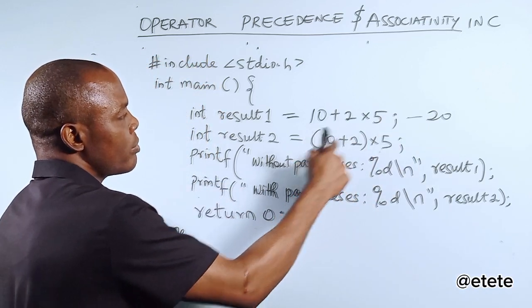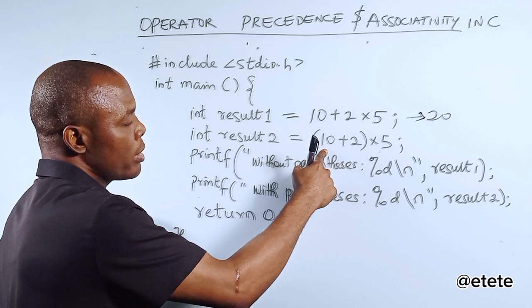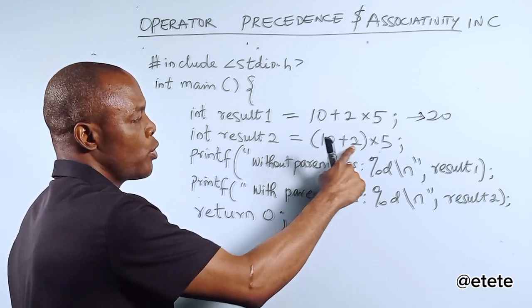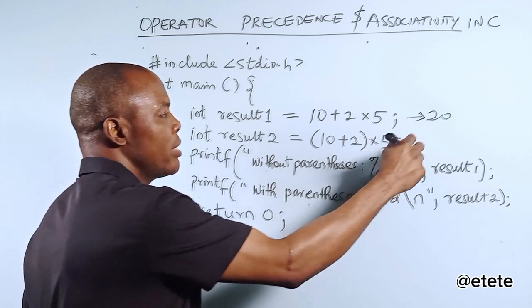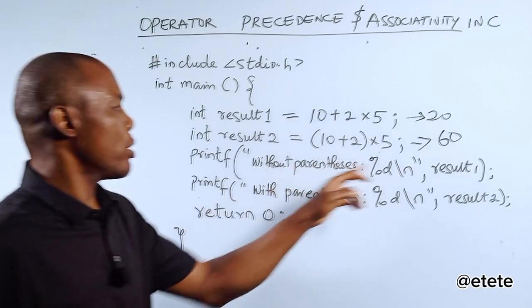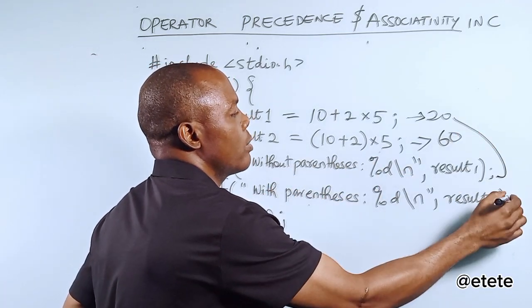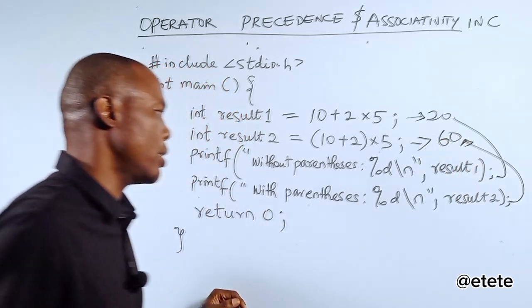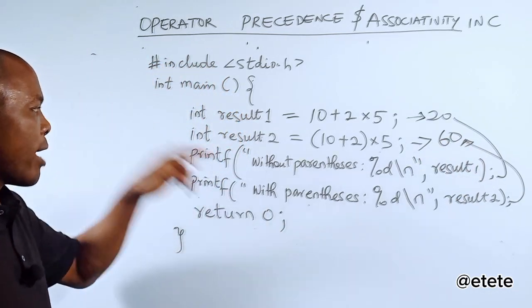This one, because of the parentheses, this plus this will give us 12. 12 multiplied by this will give us 60. So this one will give us 20, while this one will give us 60 on the screen. So it will print out without parentheses.